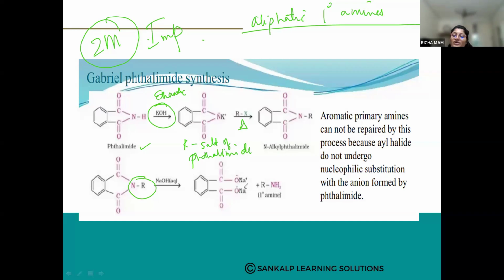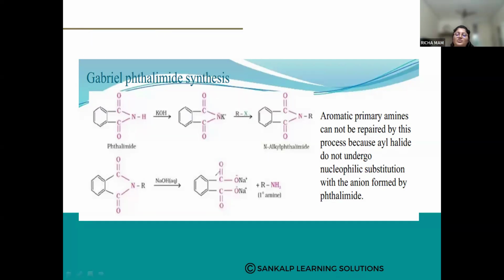On hydrolysis, N-alkyl phthalimide gives primary amine. So these are the steps. Phthalimide reacts with alcoholic KOH to give the potassium salt of phthalimide. This potassium salt further reacts with the alkyl halide and forms N-alkyl phthalimide. This N-alkyl phthalimide further reacting gives primary amine and sodium phthalate. By Gabriel phthalimide synthesis, you cannot prepare aromatic primary amines. You can only prepare aliphatic primary amines. Is it clear?